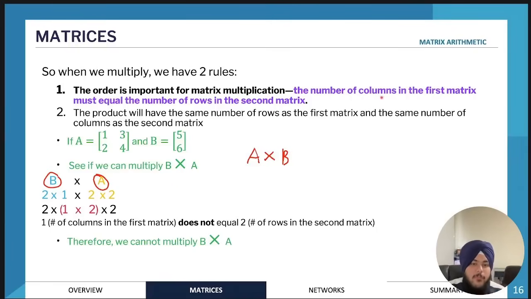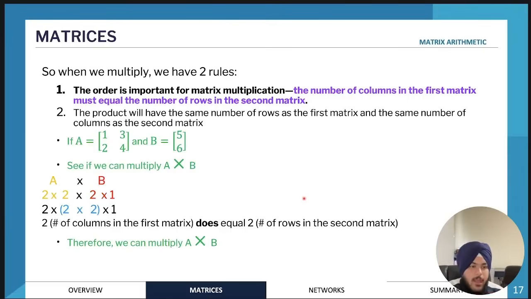And that's because the number of columns, so 1 represents the number of columns in matrix B, in the first matrix, must equal the number of rows, which is 2, in the second matrix. And if it's not the same, then the matrix multiplication cannot be performed. So that's the first rule.